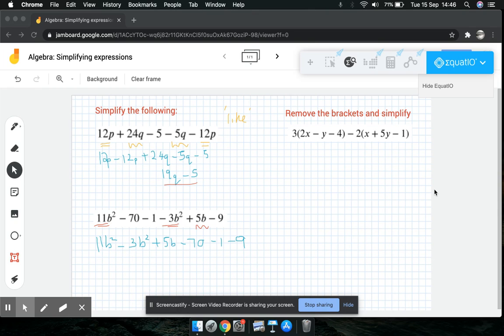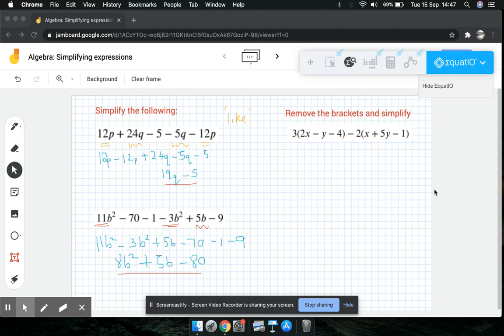11b squared minus 3b squared is almost like saying 11 minus 3, which is 8, but in this case it's 8b squared. I have plus 5b. Plus 5b actually matches with nothing here, so it's on its own, so we're just going to add in plus 5b. Minus 70 minus 1, well that's minus 71, and minus 71 minus 9, that's minus 80. So therefore, the final answer for this one, we'll put this in red as well, is 8b squared plus 5b minus 80. This is fully simplified.